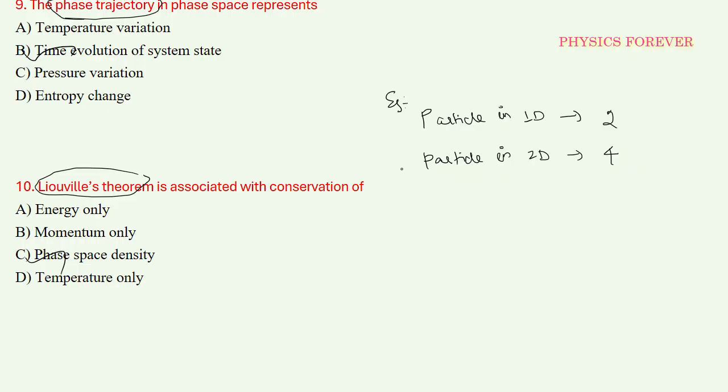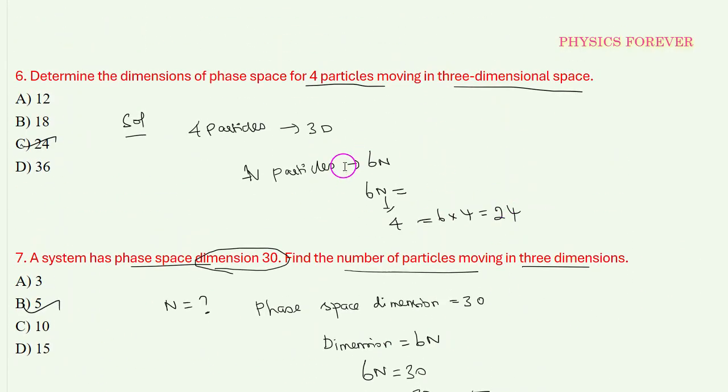For 2 particles in 3 dimensions, we know that it is 6n. Here 2 particles, so 6 into 2 is 12, and 12 is the phase space dimension. Most important, you have to remember these, and solve those 2 problems. If a problem is asked from phase space, it can be asked like this. Most important and basic things. You have to remember those points.